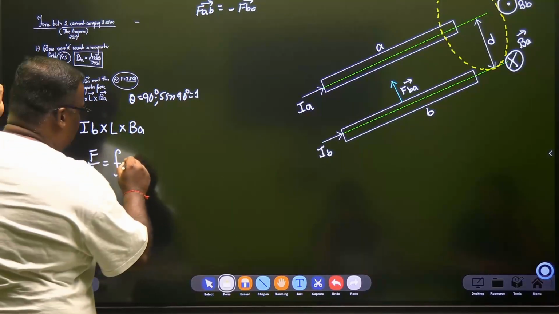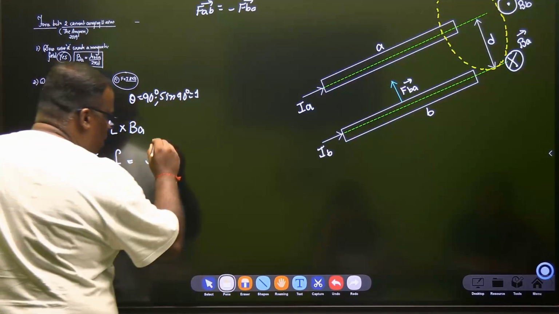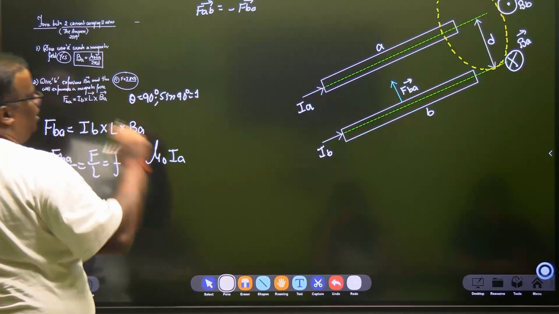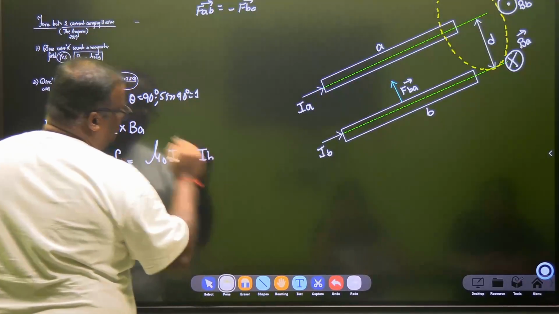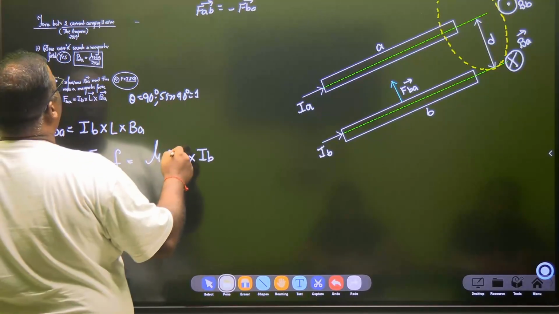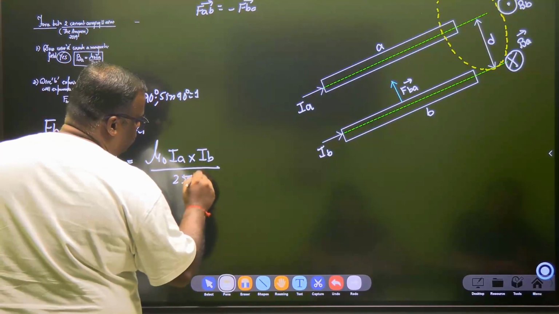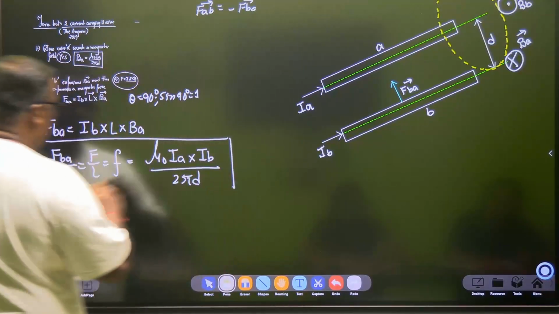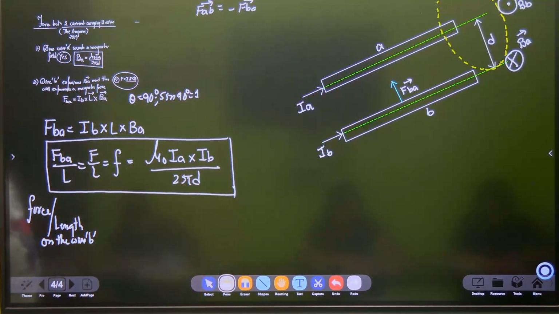And let's put our definitions now. Okay, what did we find out? BA's value as mu naught IA, clear? And then IB, L is already gone. Mu naught IA IB divided by 2 pi D. This is a very important derivation which will tell you the definition of ampere.